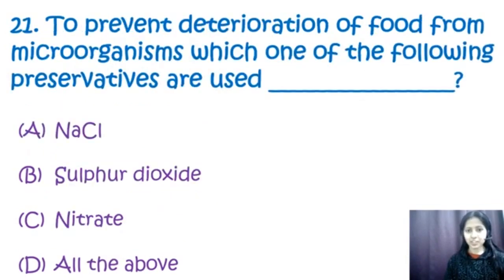21. To prevent deterioration of food from microorganisms, which one of the following preservatives are used? Option A, NaCl, option B, sulfur dioxide, option C, nitrates, and option D, all of the above. The correct option is option D, that is all of the above.